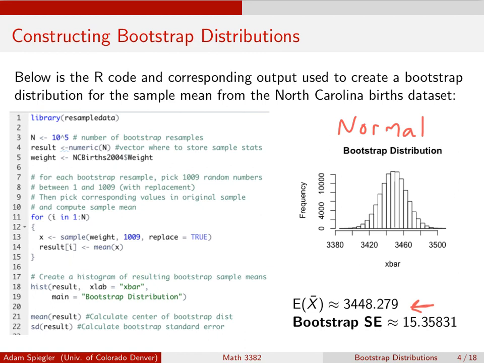We can see here the standard deviation, which I'm going to call the Bootstrap standard error, is about 15. The whole point here is that we wanted to come up with an estimate for the mean weight of all newborns in North Carolina in 2004. From our sample, we saw that it was about 3,448 grams. It's not going to be perfect, so the standard error is a useful way for us to build in some uncertainty, some error in that estimate.